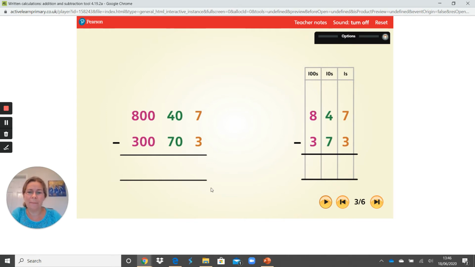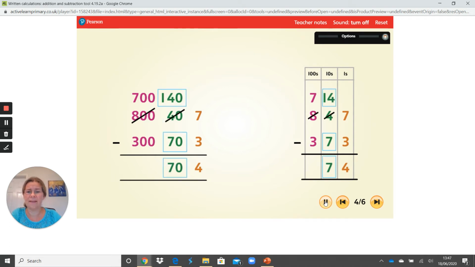Okay, so let's watch it happen. 7 take away 3 is 4. 40 take away 70. I can't take 70 away from 40. What am I going to do? And in this case, I can't take 7 tens away from 4 tens. I haven't got enough. So I have got to go into the hundreds and I have got to move 100 from 800 over into the tens column. So I take 100 from there and it becomes 700 and I move it across into the tens column, which now becomes 140.